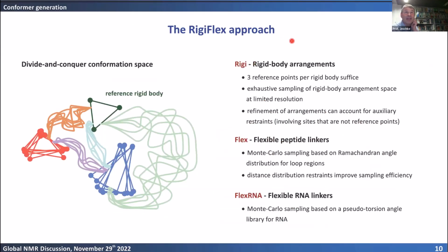And for this, the first thing I have to introduce is the RigiFlex approach. So the problem is, if you have this rugged energy hypersurface and these ensemble models, you have a complicated problem. Let's say you have a protein with 380 residues or so. Looking at all possible conformations is impossible.